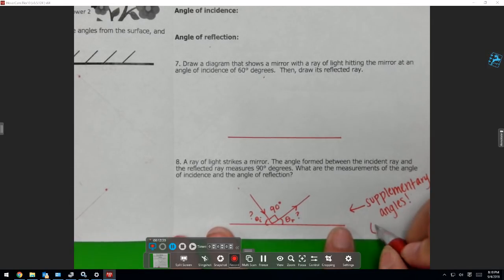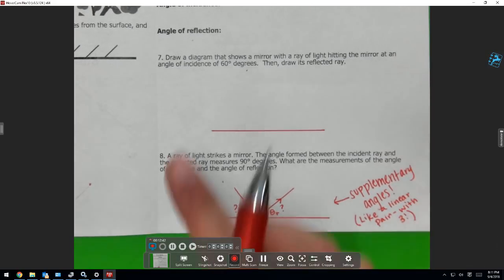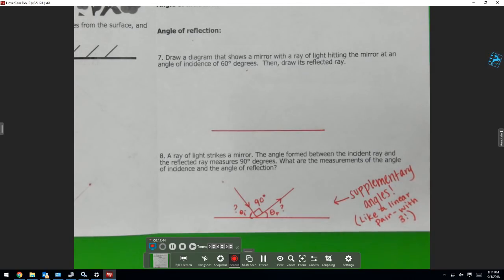It's like a linear pair, except with 3. Remember, a linear pair only has 2 angles. You don't have to write that. That's just here for your help. While you watch this video, you can go back and replay it while you're working on it.